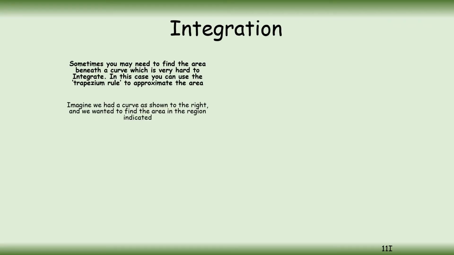Sometimes the functions are very difficult to integrate, or at other times it's actually impossible to integrate certain functions. So in maths we have another way of solving this. It's called the numerical solution, and a numerical solution is simply an approximation. One of the approximations we're going to use today is called the trapezium rule.